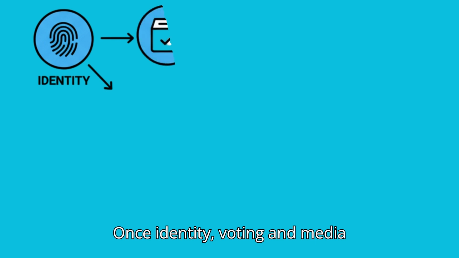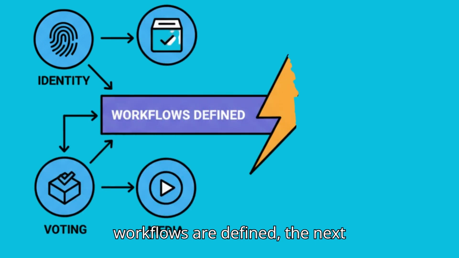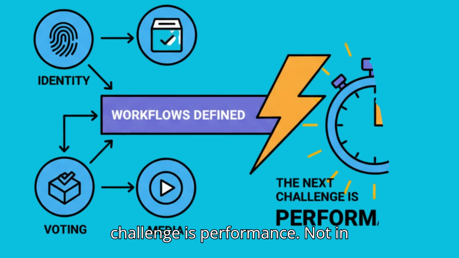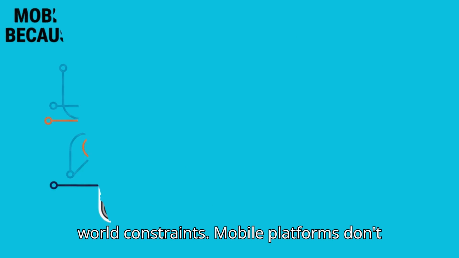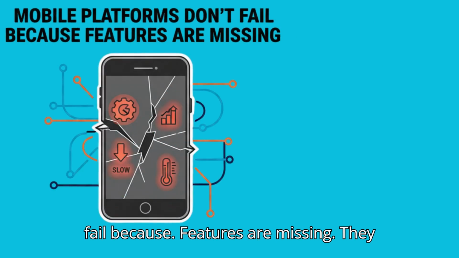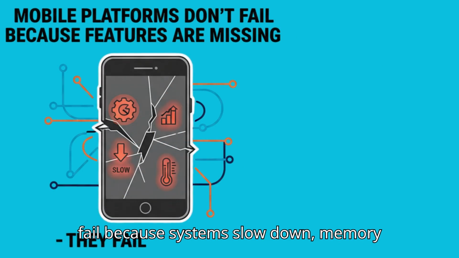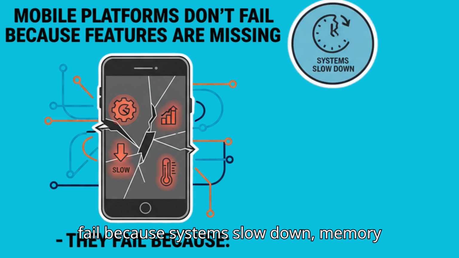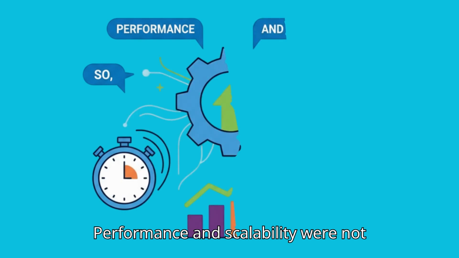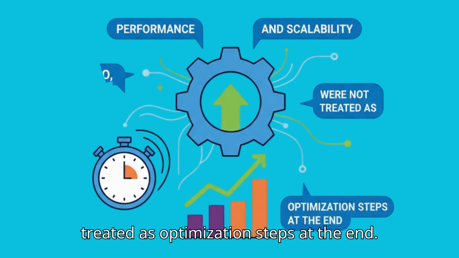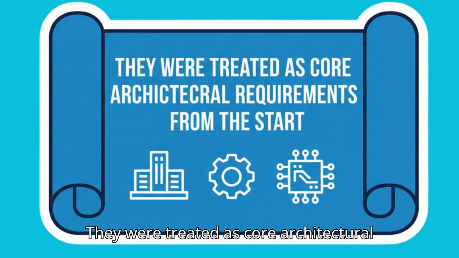Once identity, voting, and media workflows are defined, the next challenge is performance. Not in ideal conditions, but under real-world constraints. Mobile platforms don't fail because features are missing. They fail because systems slow down, memory spikes, or network conditions degrade. So performance and scalability were not treated as optimization steps at the end. They were treated as core architectural requirements from the start.